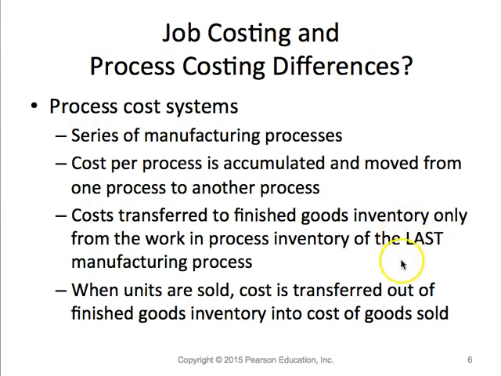When the units are sold, cost is transferred out of the finished goods inventory into cost of goods sold. This is the same. So you have finished goods. You are only going to sell the finished goods inventory, and this will be converted into, or transferred into, cost of goods sold.